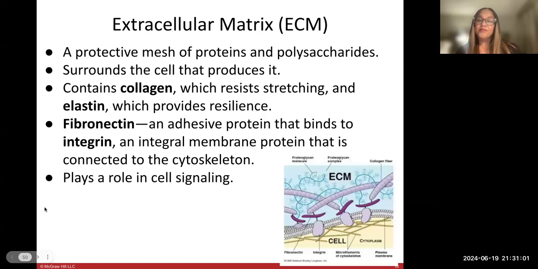The extracellular matrix, a protective mesh of proteins and polysaccharides, surrounds the cell that produces it. It contains collagen, which resists stretching, and elastin, which provides resilience. Fibronectin is an adhesive protein that binds to integrin, which is an integral membrane protein, and that is connected to the cytoskeleton. And this all plays a role in cell signaling. Our cells all talk to each other.